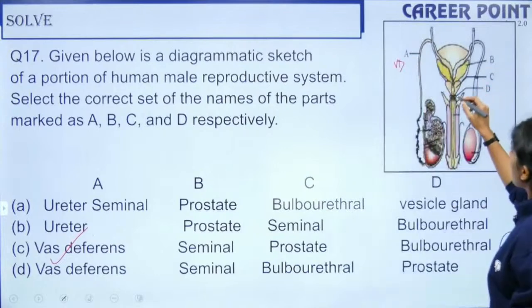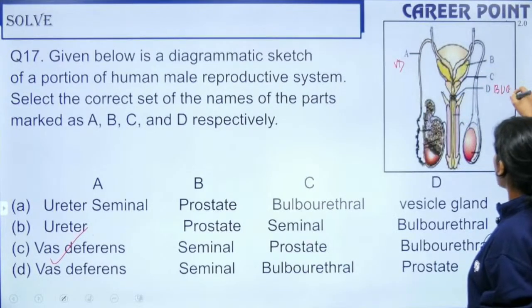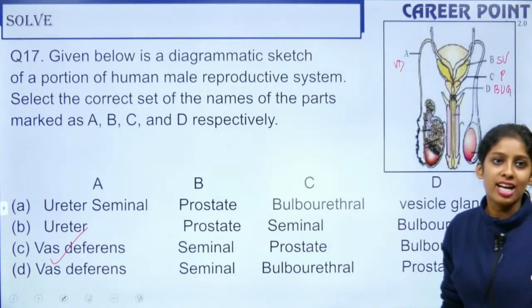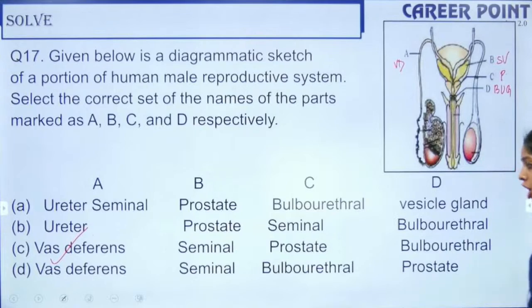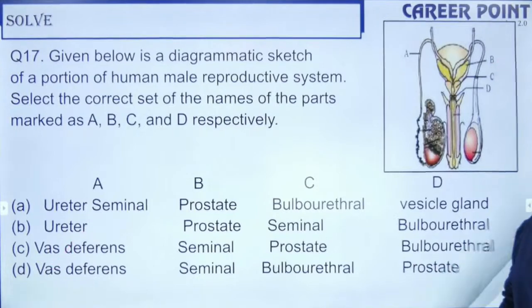Yes, we know this is vas deferens. So we have a pair of this D structure. So it is your bulbourethral gland. So this is your seminal vesicle and this is your prostate gland. So it is option C, not D. So this portion is not prostate. So C is your prostate. So C is not bulbourethral. Bulbourethral is towards the end of your urethra.